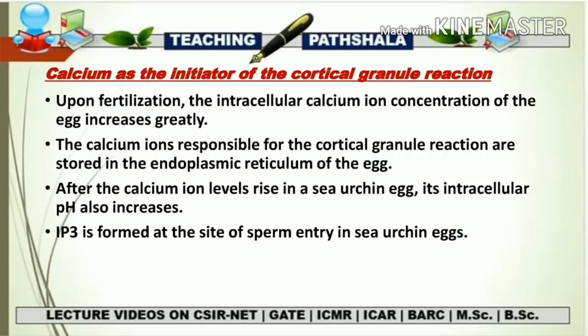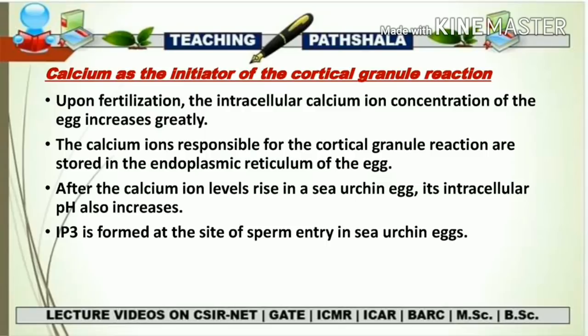So till now we have seen the procedure of how the slow block of polyspermy takes place. Now let's talk about the reason behind this slow blockage. Okay. So I think in the introductory portion of the slow block of polyspermy, we mentioned one line that it is the calcium mediated slow block of polyspermy. So calcium is going to act as the initiator of the cortical granule reaction. In the previous slide, we only mentioned that after the binding of a sperm and egg, there is an exocytosis of the cortical granules. And the reason behind that exocytosis of the cortical granules is the presence of calcium.